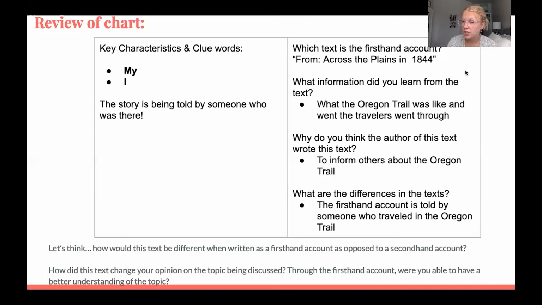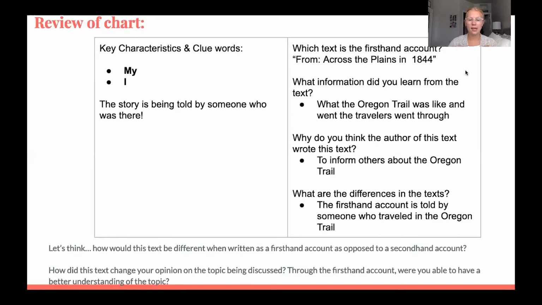And what are the differences in the two texts? The first-hand account is told by someone who traveled on the Oregon Trail. So that is a definite difference between the two texts. The text on the left, the first text, was not told by somebody who was actually a traveler on the Oregon Trail. Again, you might have different answers for these three questions. Our answers are not going to be the exact same, and that is totally okay. I just wanted to give you some real quick answers to see as examples of what I had.